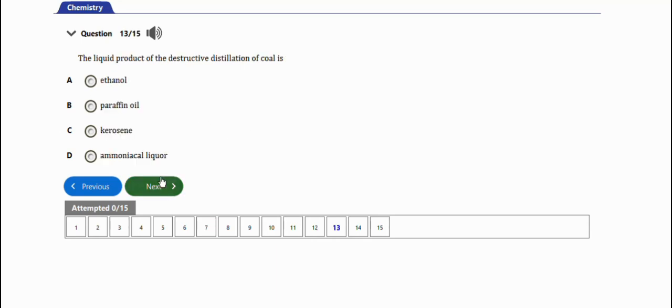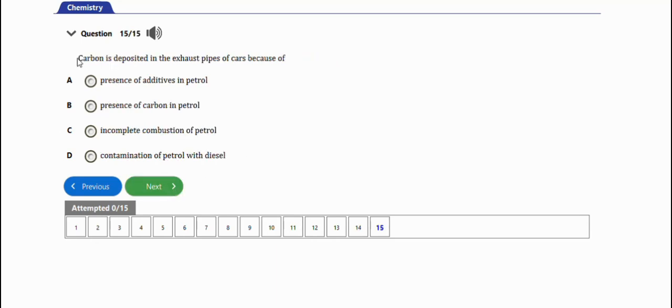Okay, so that is the next question. It says the liquid product of the destructive distillation of coal is ammoniacal liquor, option D. Take note of this question, guys. Next one says the separation of petroleum fractions depends on the difference in the... I think I've already answered this question. Boiling point, option D.